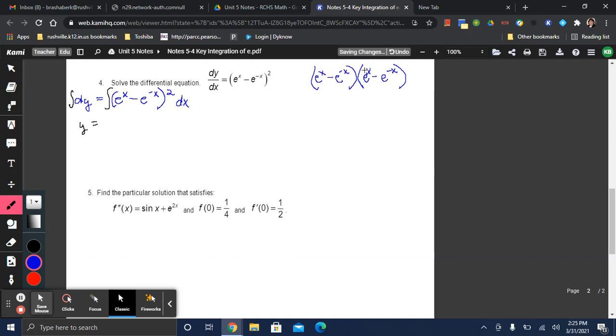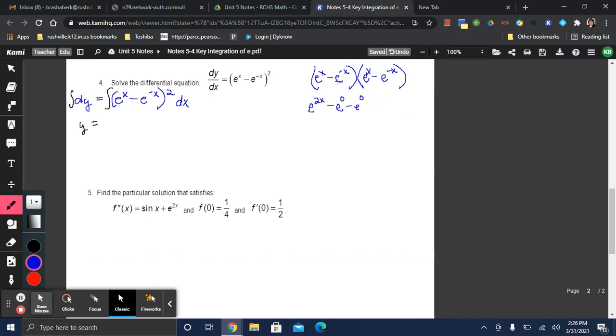So taking e to the x times e to the x, adding the exponents, we would have e to the 2x. Taking e to the x times e to the negative x, and by the way, it is negative, so we'll have negative. Adding these exponents, we get e to the 0 power. Then we'll do these two, and the same thing happens. We get negative e to the 0 power.